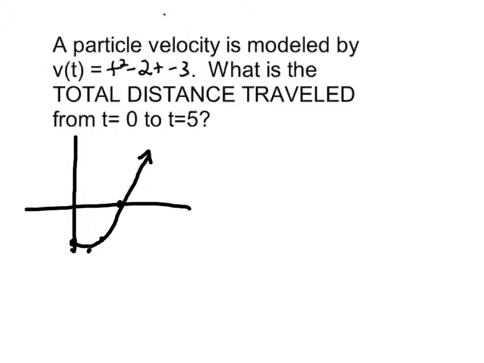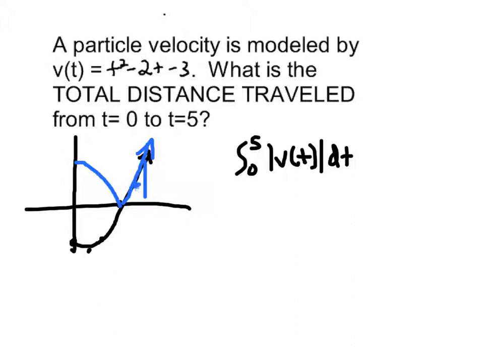And because we're doing total distance traveled, I want to find the integral from 0 to 5 of the absolute value of velocity, which means it's like everything's above the x-axis, which means that I'm really finding the area under this blue curve. The area here and the area in here. So I need to set this into two separate areas.